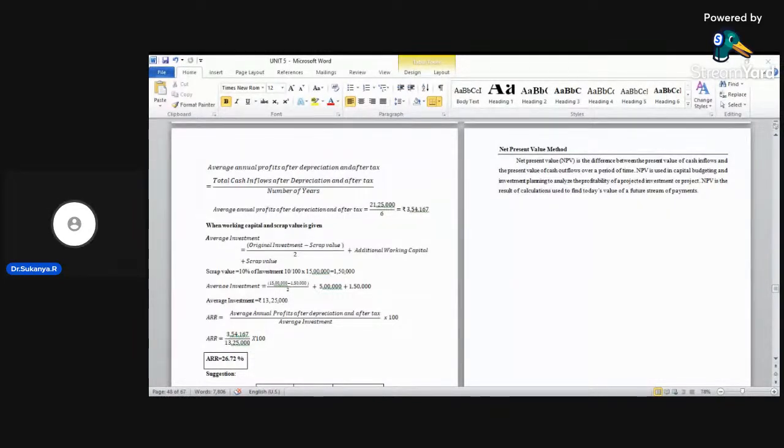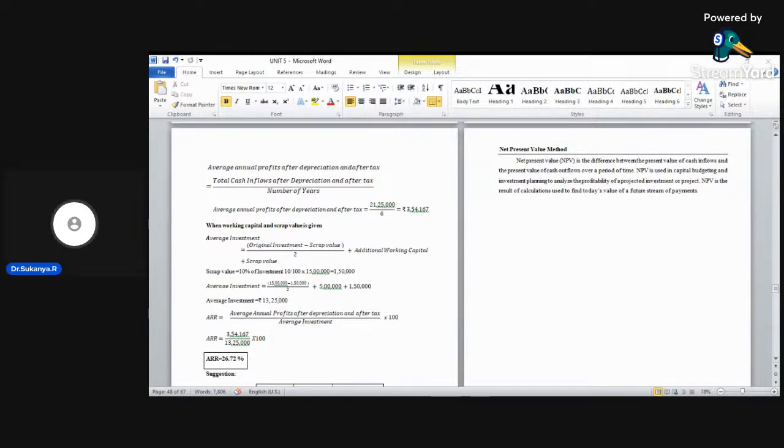So are you understanding the average rate of return method? As I told you, the first thing is you have to see whether you are able to get average annual cash inflows after depreciation and after tax. In case it is after depreciation and before tax, first of all, you have to think about reducing the tax component. After you reduce the tax component, you will be able to get average annual cash inflows after depreciation and after tax. Later on, you have to put the formula. After putting the formula, you have to make the calculations.